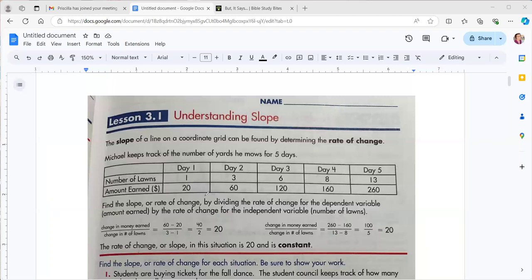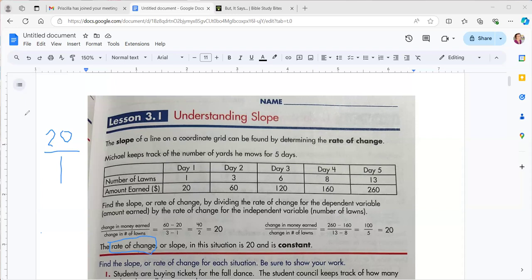We talked about ratios. The unit rate is $20 per one lawn, which we would write as a fraction. We would just invert the values and go 20 over 1. $20 per one lawn is the unit rate. Now, when we get a consistent relationship, that will be the slope. It's also called the rate of change, right? Because it's a consistent rate and it's changing depending on how many lawns he mows. That's going to tell you how much money he's earning.